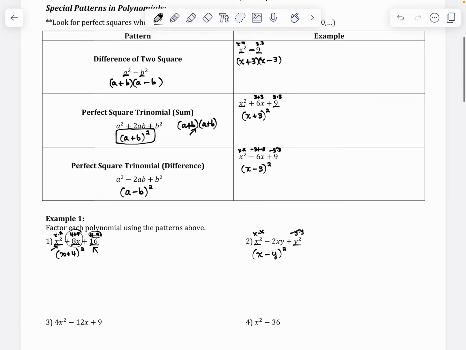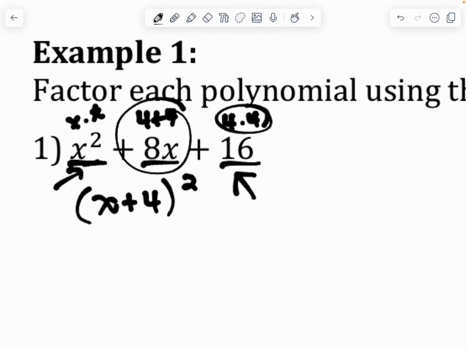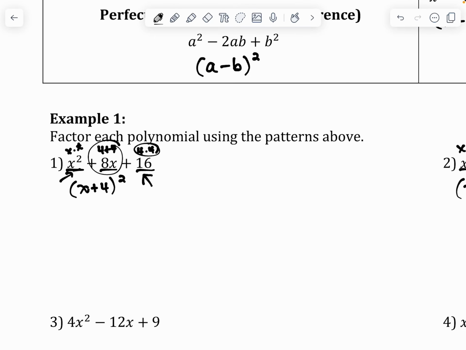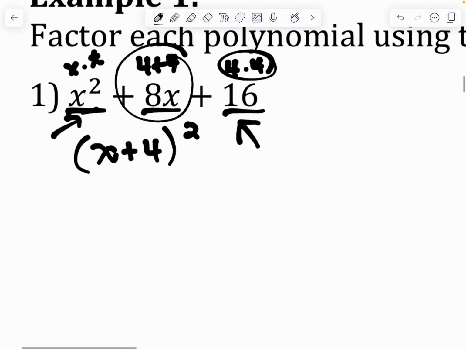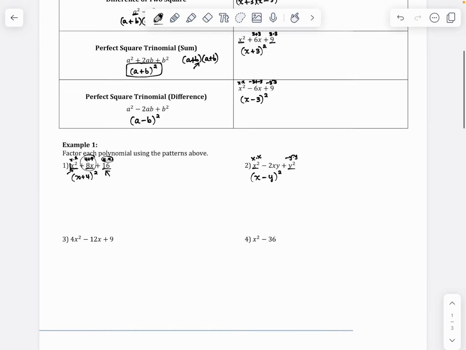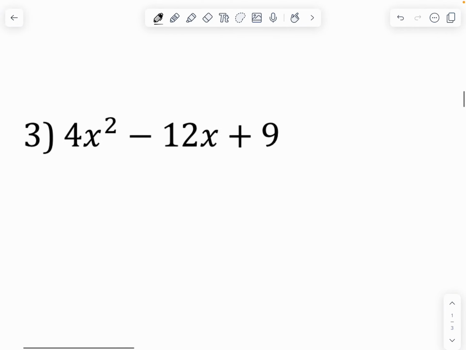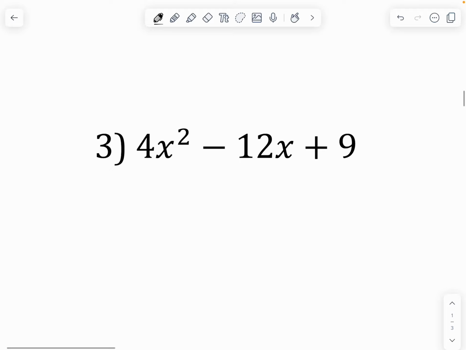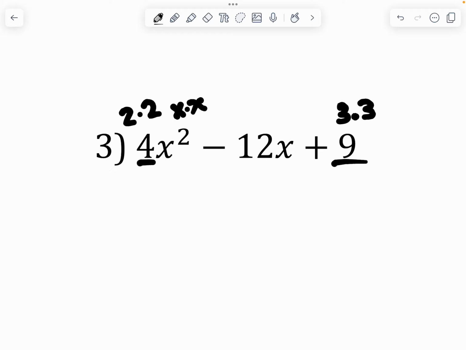And remember, with this one we only really had to consider the C term, but when we have a number up front, we also have to consider that number, whatever's in front, okay? So if we look at number 3, we still need to consider the number up front to give us the middle term. So 4 is 2 times 2, x is x times x, 9 is 3 times 3, okay? To get the middle term, remember, it's these two together.